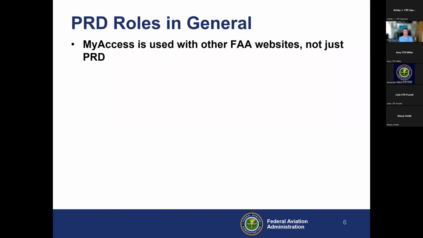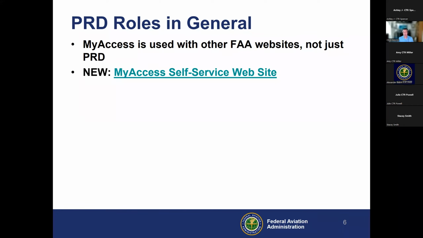I already mentioned that MyAccess is used with other websites. Something that just became available in the last few days is a MyAccess self-service web portal. If you have ever had to struggle with MyAccess with something like changing your email address or resetting your multi-factor system, like Google Authenticator, for example, and you used to have to call the help desk and go through that process, there's now a website where you can do this all on your own. There is a link there on the screen. I will give you the URL here in just a second. If you just want to type it in, you'll have it.